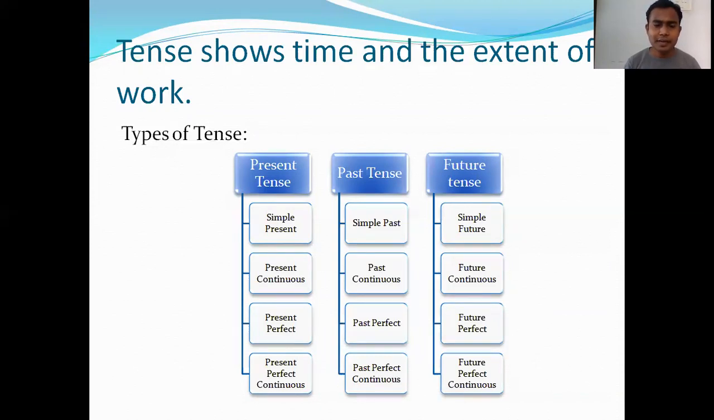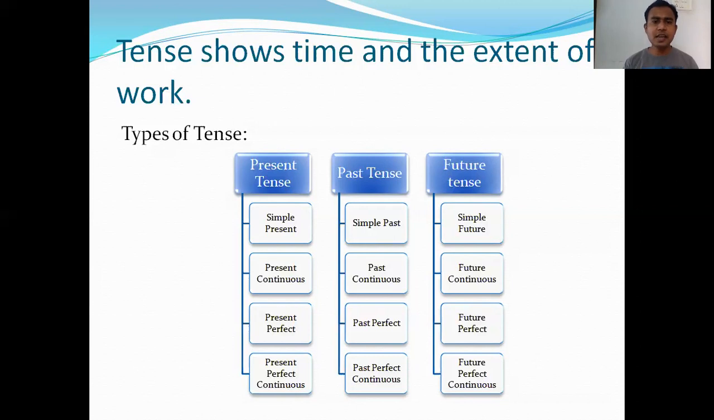Now, tenses have been categorized into three parts, that is present, past, and future. Again, present tense is categorized into subheadings, that is simple present, present continuous, present perfect, and present perfect continuous. Likewise, past also. We have past simple, past continuous, past perfect, and past perfect continuous. In future tense, we have simple future, future continuous, future perfect, and future perfect continuous.